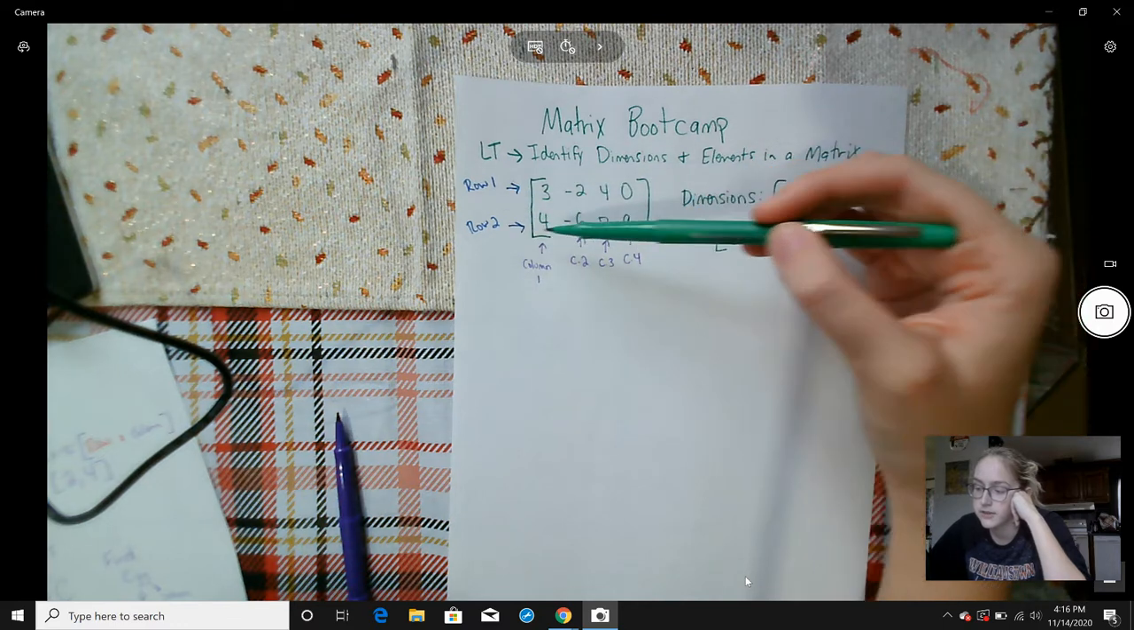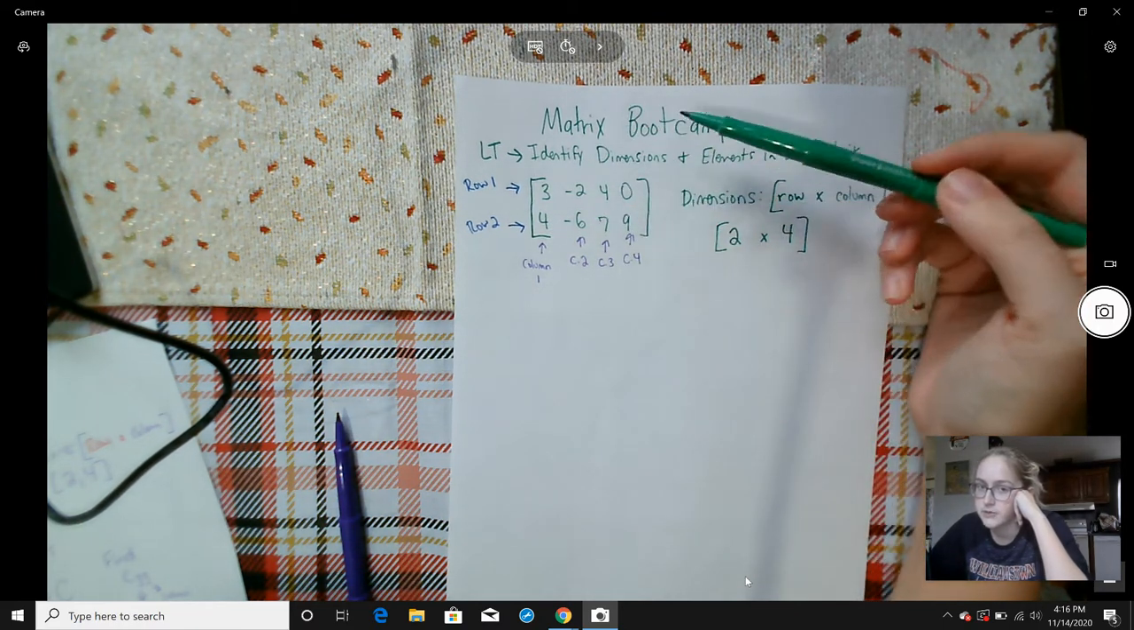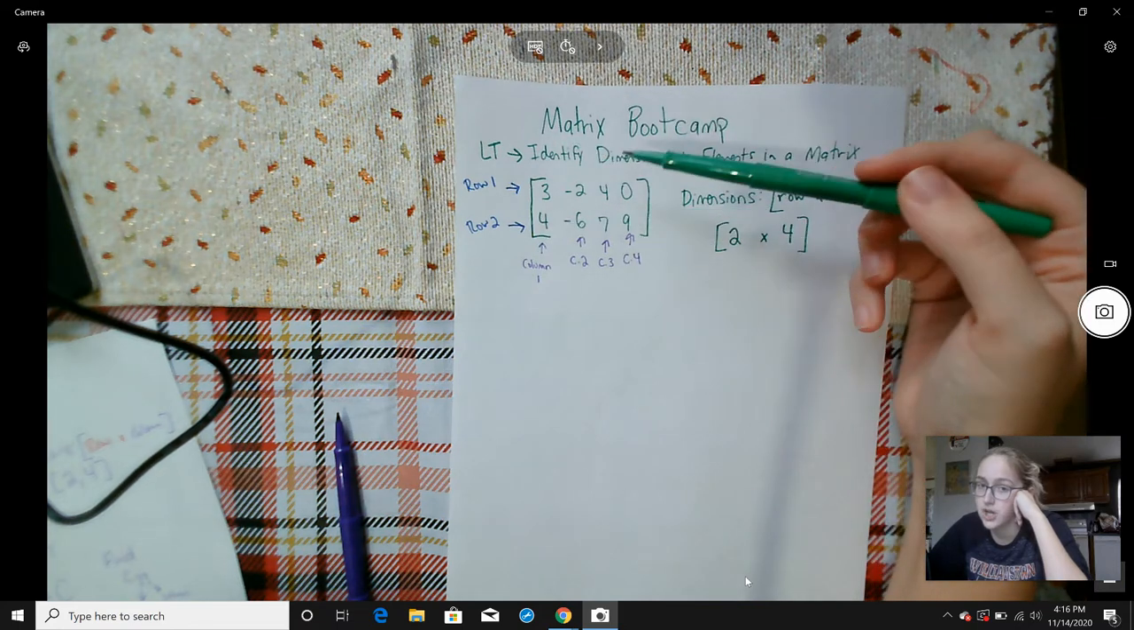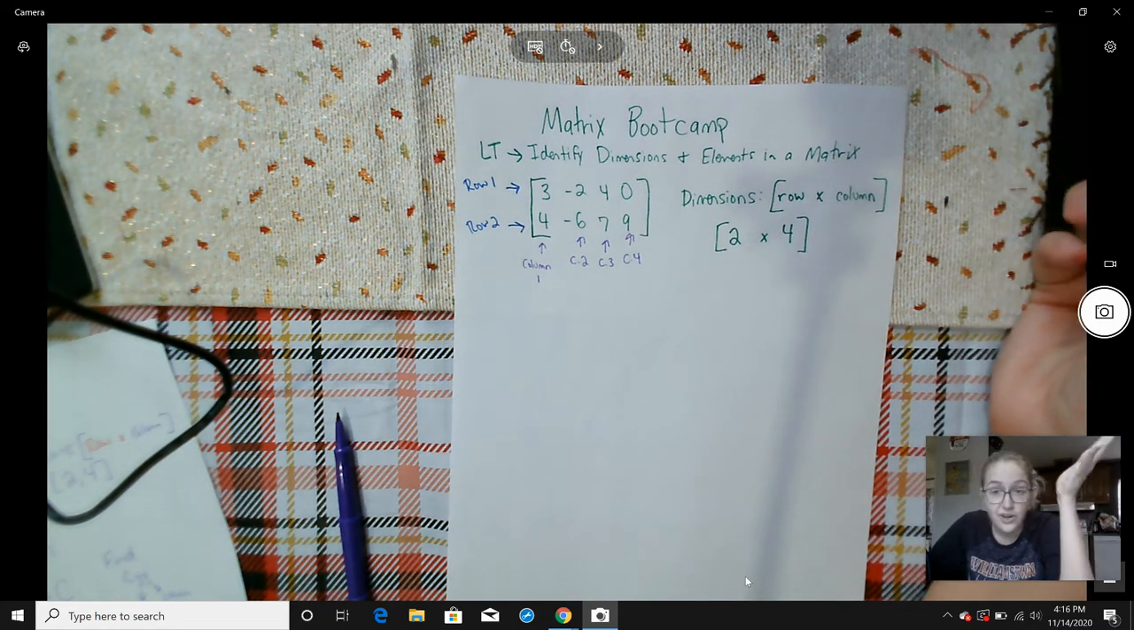Okay, so I recommend counting out your rows first. Rows, remember, go this way, left to right. So 1, 2, that number comes first. And then how many up and down columns you have is the second number. So we have 4. That's essentially all dimensions is. You're just looking to see how many rows, how many columns, and put them together in a bracket.